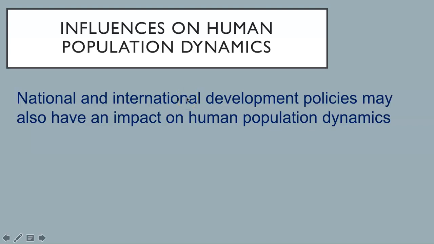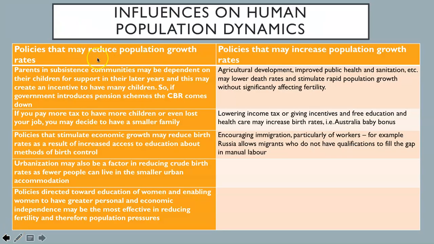National and international development policies may also have an impact on human population dynamics. Policies that may reduce population growth. Parents in subsistence communities may be dependent on their children for support in their latter years, and this may create an incentive to have many children. So, if government introduces pension schemes, the CBR comes down.